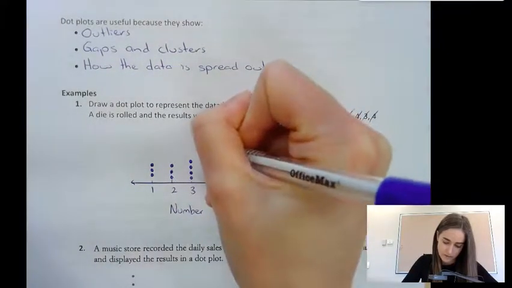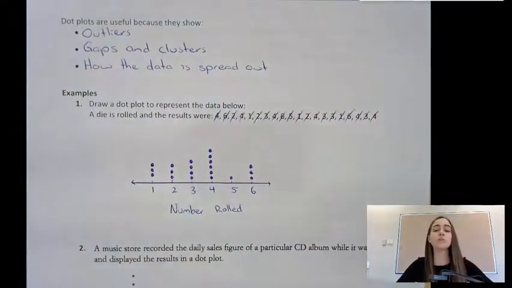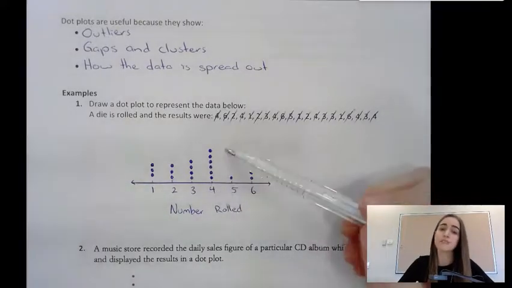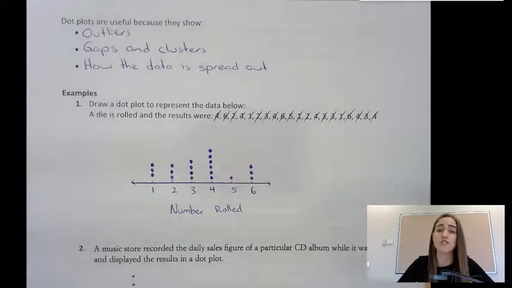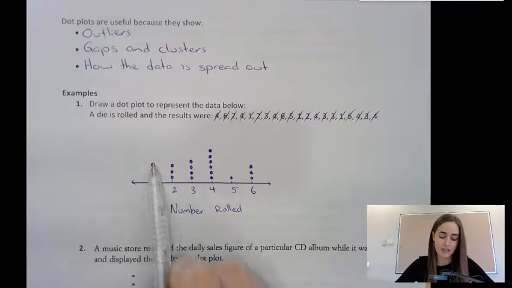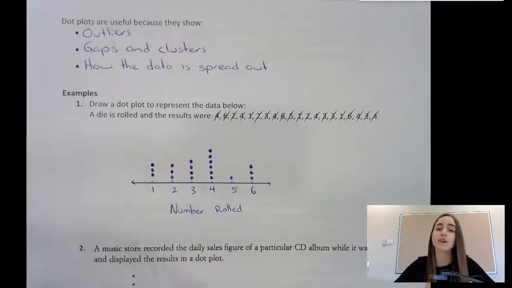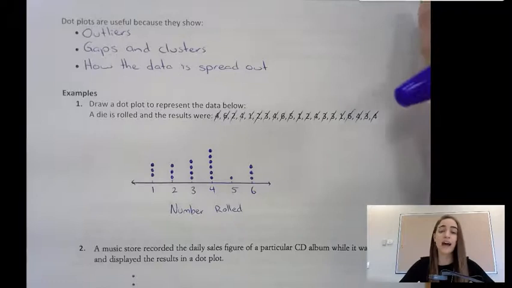All right. So once we have our dot plot drawn, we can answer questions about the data. For example, the most common number rolled would be a 4 because 4 has the most number of dots above it. It's the highest column. We could be asked, how many times did I roll a number less than 3? And I'd say I've got 6 because I've got 6 dots in the 1 and the 2 column. So you can start analysing data.